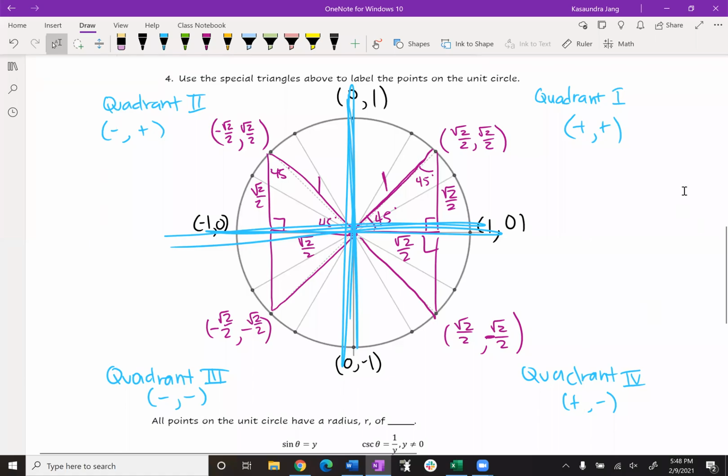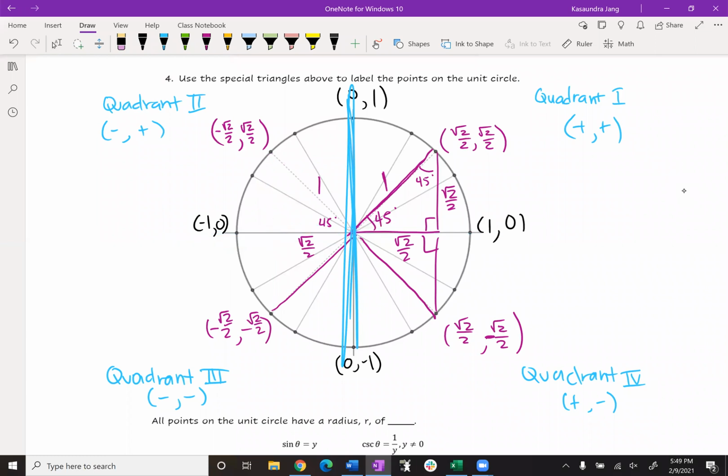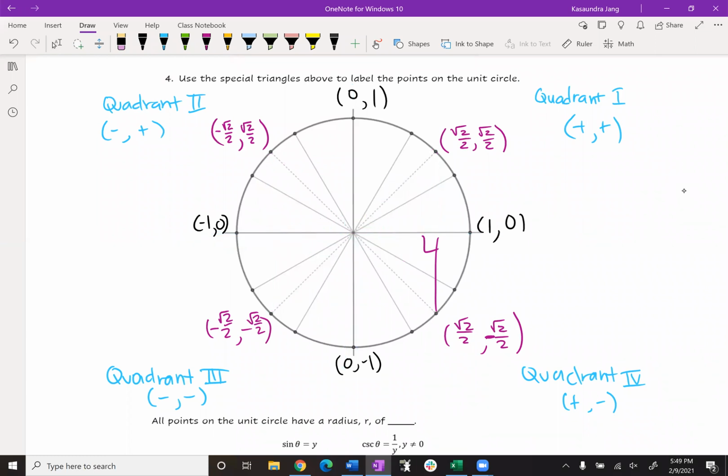Hey guys, all right, so let's take a look at the rest of this unit circle. I'm going to erase the stuff in the middle of the unit circle so I can use my other special triangle. I'm keeping the points there, though. You guys eventually have to memorize those points. So let's see if I can fill out the rest of these missing points.